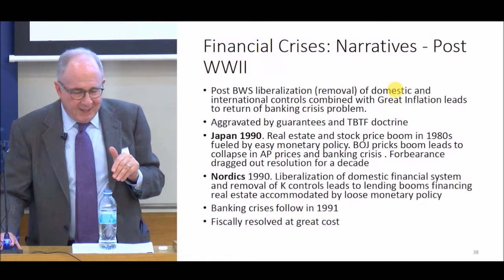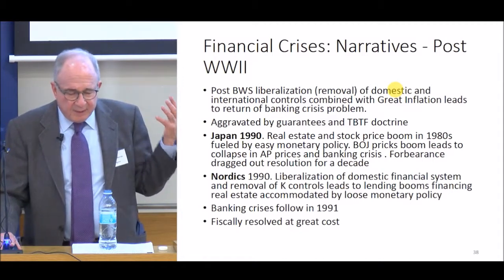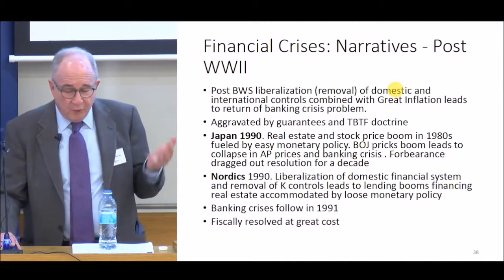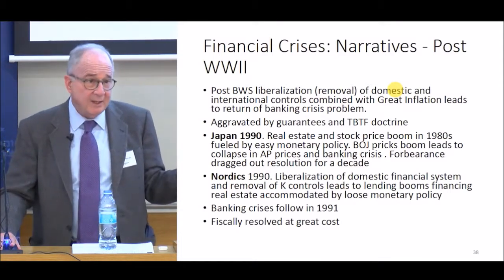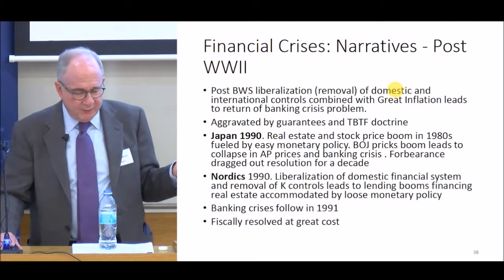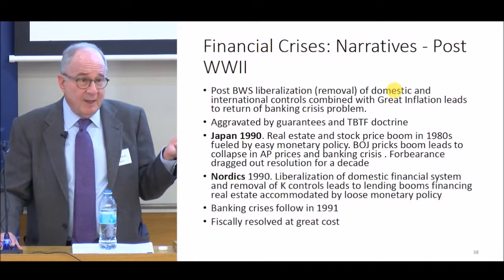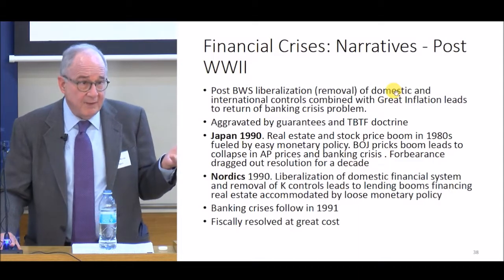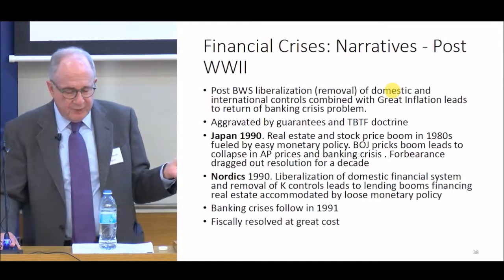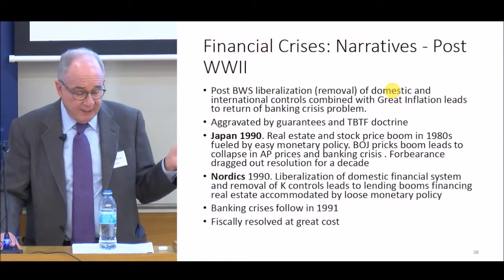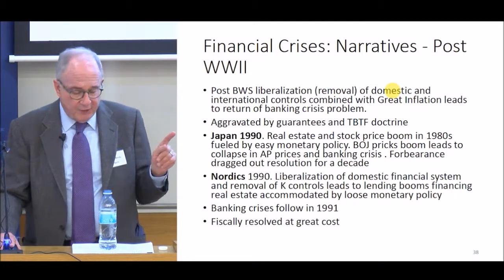And post-World War II, now we have regime changes. We've got liberalization, controls taken away, and we get new banking panics. Some of the key ones were Japan, which was a real estate boom and a stock price boom, with the BOJ basically doing a big bailout but not restabilizing the macro economy. And the Nordics: liberalization of the domestic financial system, removal of capital controls, and a lending boom. Then a bunch of crises in 1991, fiscally resolved at great cost.